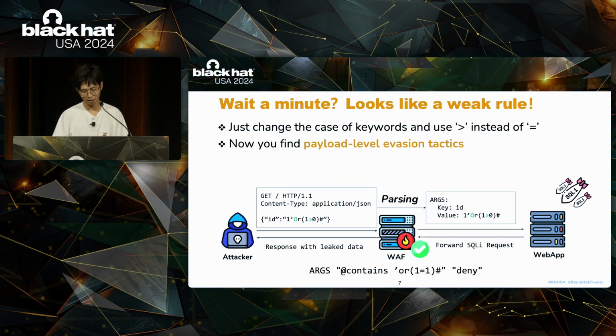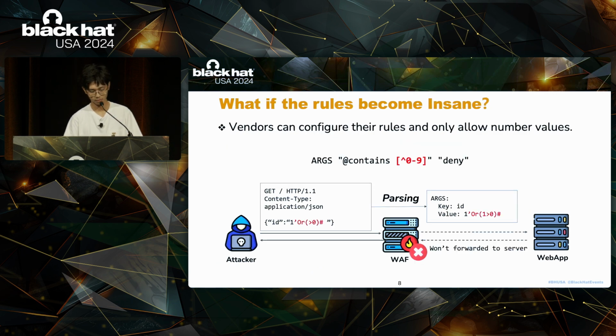So I know someone may say that this rule is so naive that I can easily bypass it, like using a greater than sign instead of an equal sign, or converting the payload to different cases. The attacker can mutate the original payload to a payload that's not in the rules of a WAF so that it won't be detected by the WAF. And you can see that the attacker can still launch a SQL injection attack on the web application, even if there's a WAF. So congratulations, you have discovered the payload-level evasion tactics.